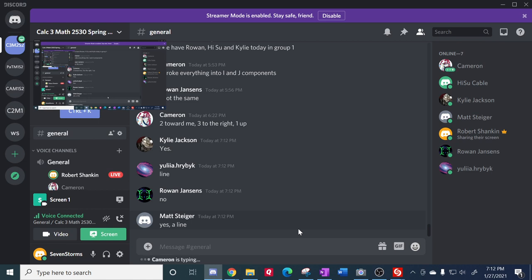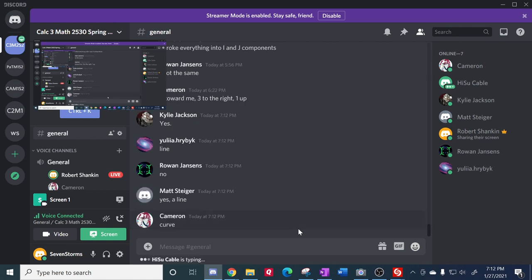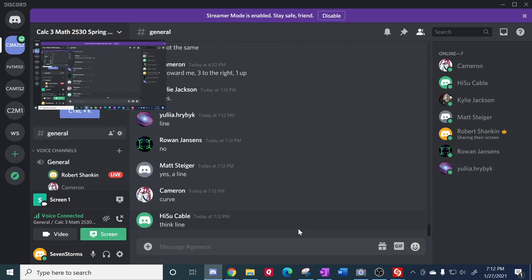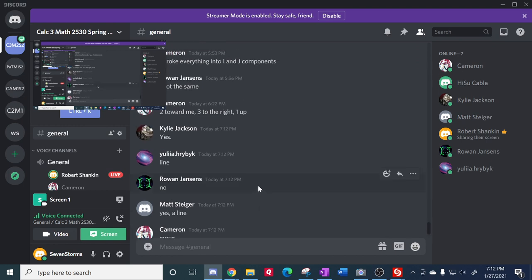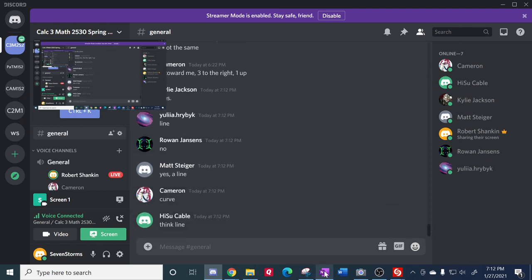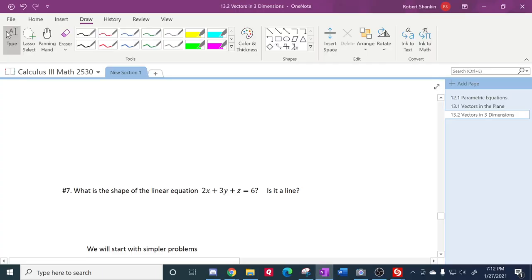Alright, so we're getting more votes for a line than for anything else. And I would think, well, why in the hell did they call it a linear equation if it's not a line? So I'd probably be tending to lean towards that as well. Alright, so let's figure out if this is a line or not when we graph it in 3 space.